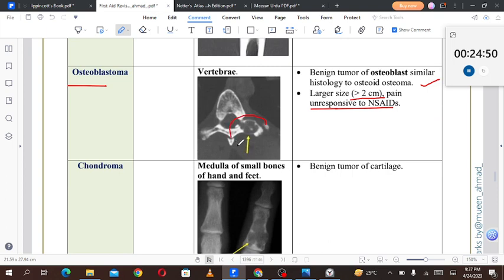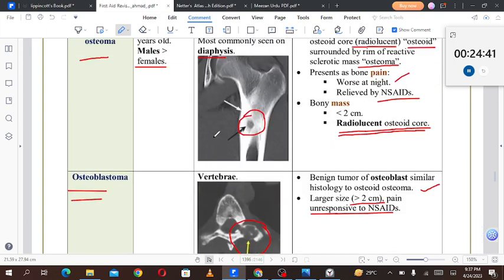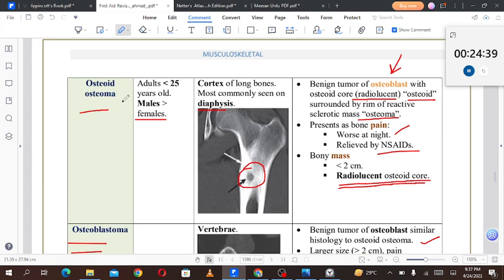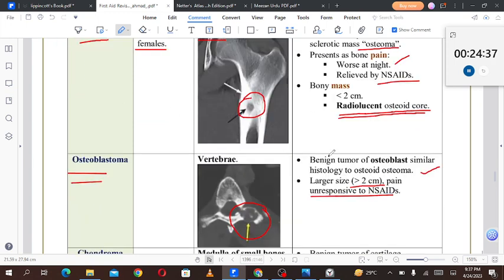So here you can see osteoblastoma. It is also a benign tumor of the osteoblast, similar in histology to osteoid osteoma. If it is more than 2 centimeters, it is osteoblastoma. If it is less than 2 centimeters, it is called osteoid osteoma. Osteoid osteoma is responsive to NSAIDs and osteoblastoma is not responsive to NSAIDs. So there is a difference between them.